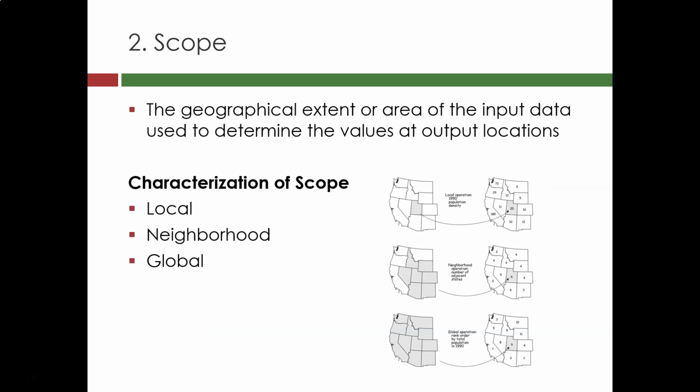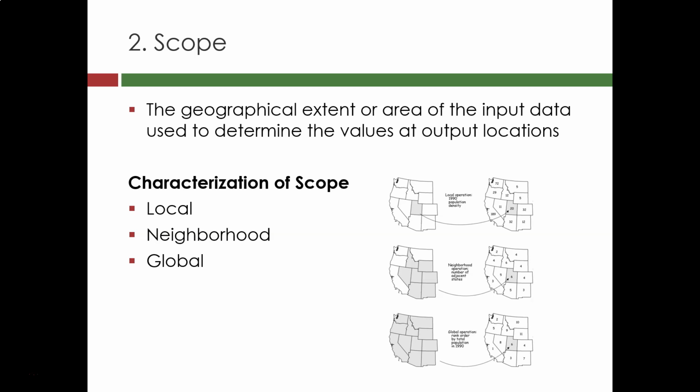Scope. Spatial data operations may be classified by their scope. This refers to the geographic extent or area of the input data used to determine the values of the output locations. We act on the data at a given location, and its results are attributed to a feature at another location. This may be the same extent or not.